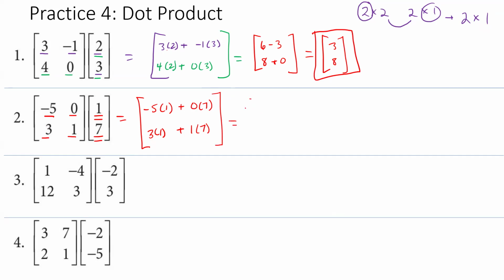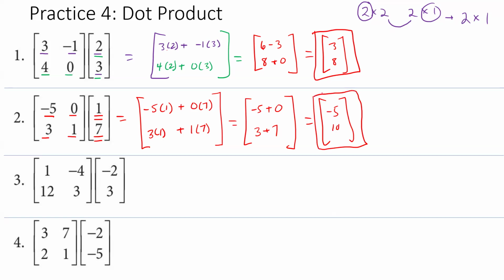Now I'm going to start simplifying. -5 times 1 is -5. 0 times 7 is 0. 3 times 1 is 3. 1 times 7 is 7. So my product is -5, 10. All right. Again, the lines help me because I know that I'm going to have two rows. I know that underneath these numbers, there should be two of them. Does that make sense? Your turn.